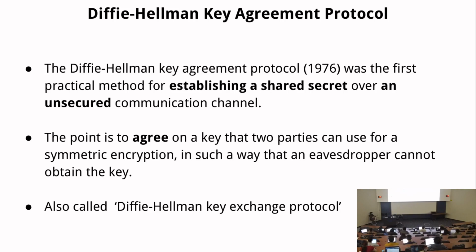But we will talk about how this protocol also has its own vulnerabilities. So the point here is both parties need to agree on a key, but that key was not directly transmitted. Later, that key will be used in symmetric encryption to encrypt all the messages between them. So this is called the Diffie-Hellman key agreement protocol or Diffie-Hellman key exchange protocol.